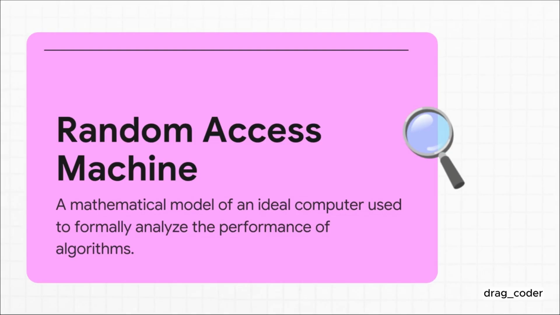The random access machine isn't something you can buy in a store. It's an idea. Think of it as an abstract, perfect computer that computer scientists use to analyze algorithms. It helps them answer questions like, is this the fastest way to sort a list?